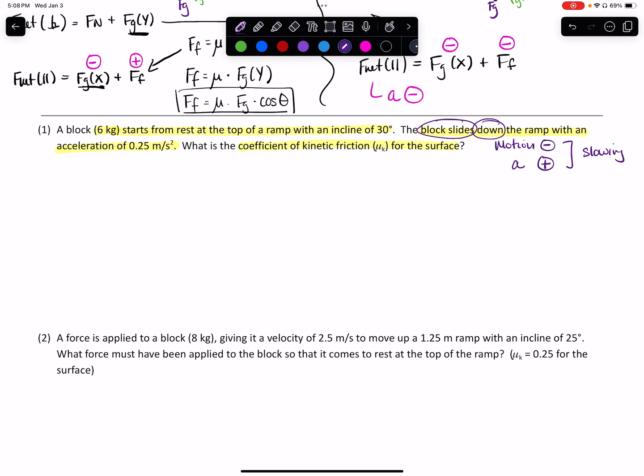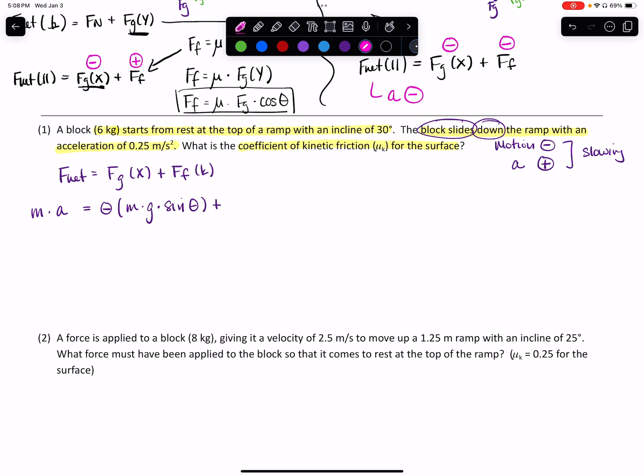If we move back over to our F net equation, it's going to be equal to the x component of gravity plus our frictional piece. And this is going to be kinetic friction because the object is in motion. I'm going to start plugging in mass, gravity, and acceleration values just so I can see what everything's going to look like. For F net, I'm going to say the mass times the acceleration. For Fgx, it's negative, and it's going to be the mass times gravity times the sine of our angle.